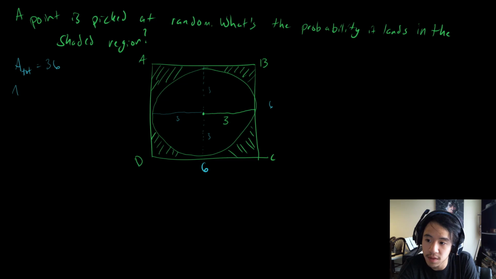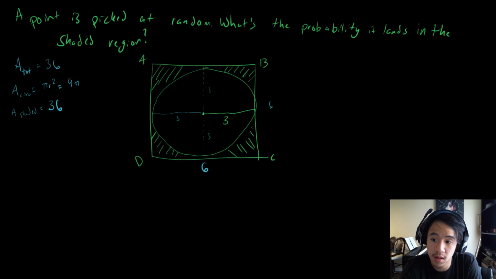So what about the area of the circle? Well, that's going to be pi r squared. So since the radius is 3, this is going to be 9 pi. So the area of the shaded, well, the shaded is everything but the circle. So here's everything, 36, minus the circle, which is 9 pi. So to find the probability, that's going to be the shaded, 36 minus 9 pi, over 36.